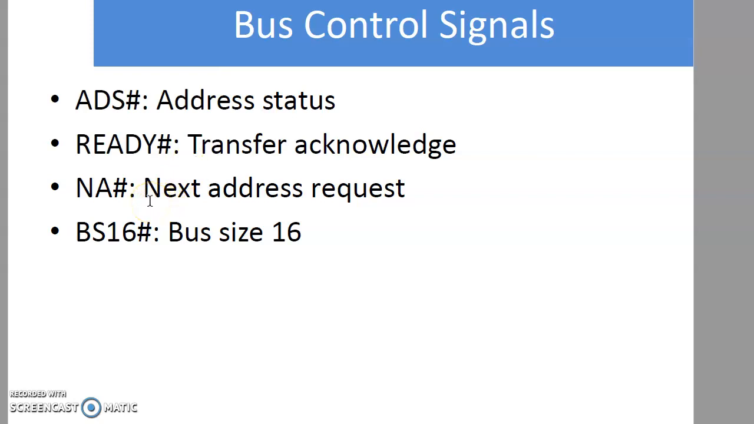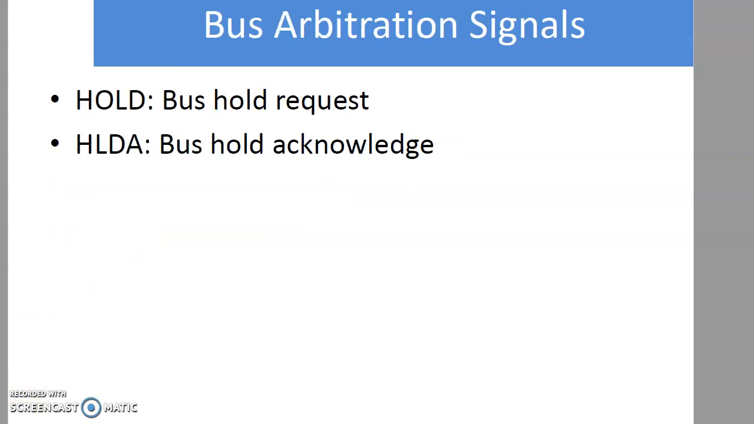Then you have NA bar, next address request. NA bar is used in the pipeline timing diagram. So in pipelining, you have NA bar being used in the pipeline timing diagram. You have BS16 bar. When BS16 bar is active, that is 0 value, it indicates a 16-bit data transfer, and when it is high, it indicates a 32-bit data transfer. When you have bus arbitration signals, hold is a bus hold request, HLD is a bus hold acknowledge.